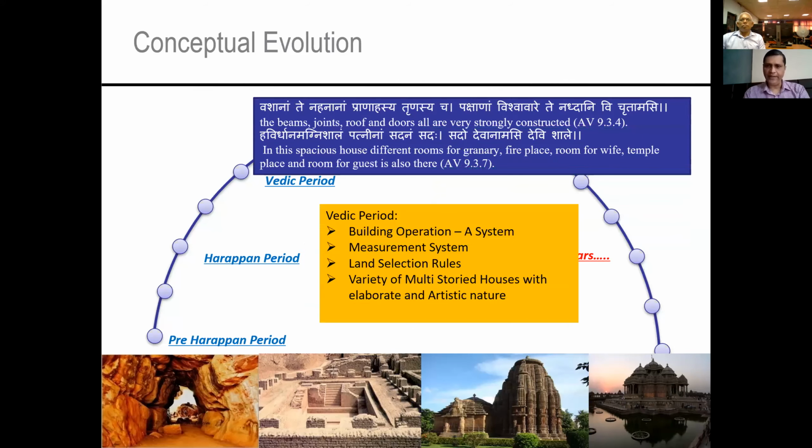In the Vedic period, building operations came into existence as a system and not as a haphazard action. Thirty different words are used to connote dwelling places in the Rigveda, whereas the Atharva Veda provides a rich description of constructional parameters of homes.